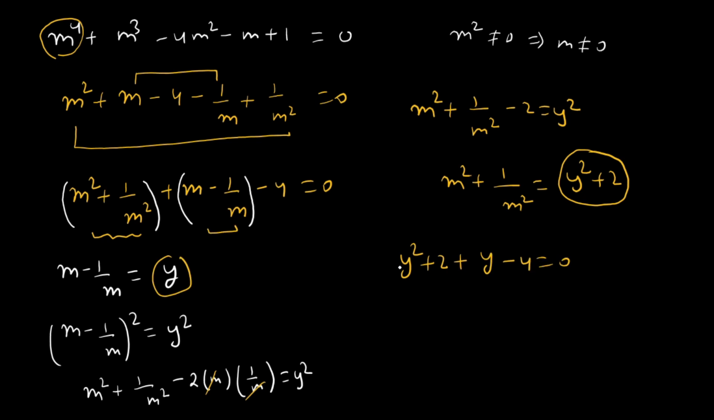Look carefully, this is a quadratic equation: y square plus y plus 2 minus 4, that is minus 2, and this is equal to 0. Here we will apply middle term split: y square plus y minus 2 equals 0. Y square plus y is the same as 2y minus y, so y square plus 2y minus y minus 2 equals 0.